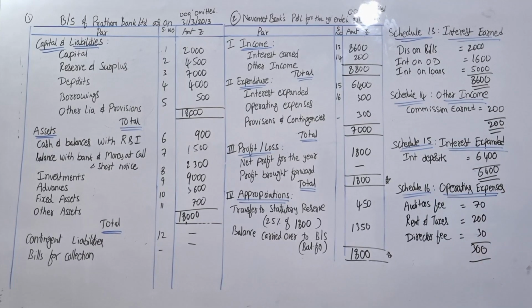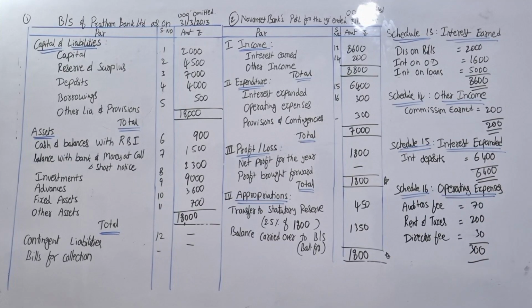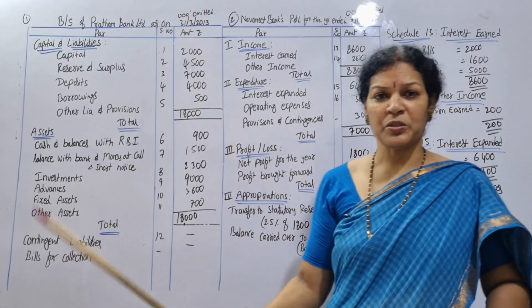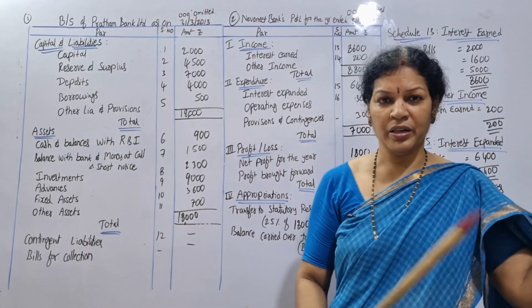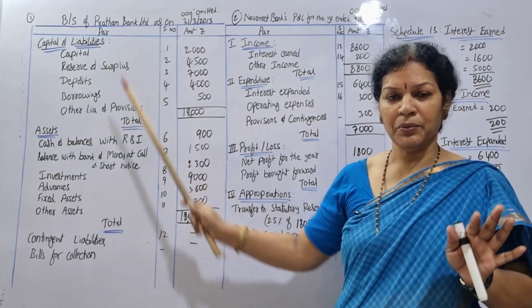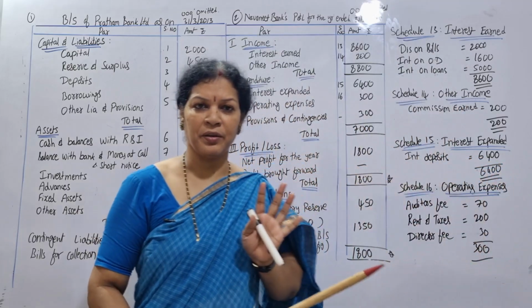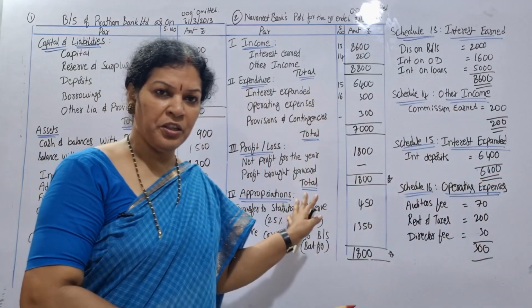First take a screenshot. This problem, the first one, is very clear. Only the amounts whatever is given, we have posted as per the schedule. Now in the second problem you have to be very careful. The pro forma you need to be perfect.